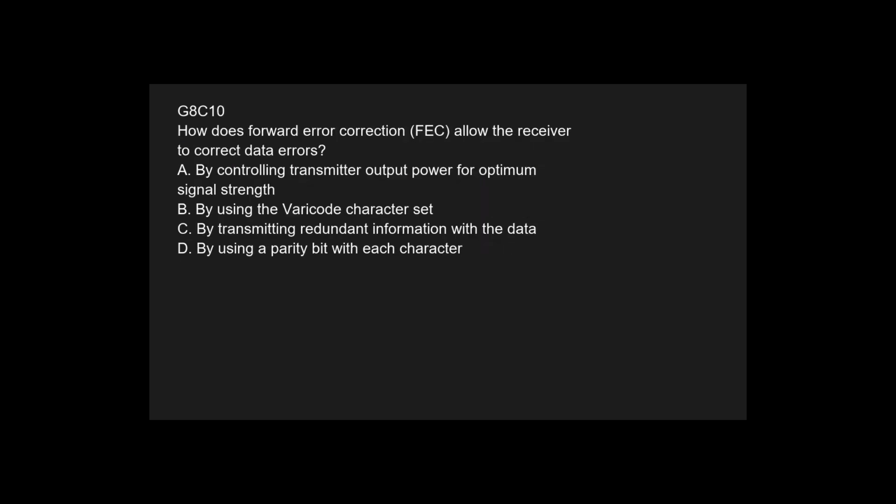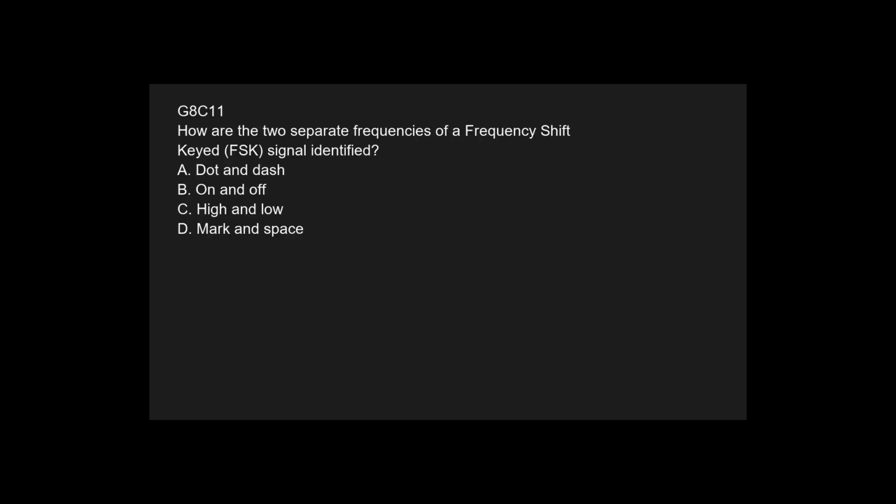Question: how does forward error correction, FEC, allow the receiver to correct data errors? The correct answer is C, by transmitting redundant information with the data. Question: how are the two separate frequencies of a frequency shift keyed, FSK, signal identified? The correct answer is D, mark and space.